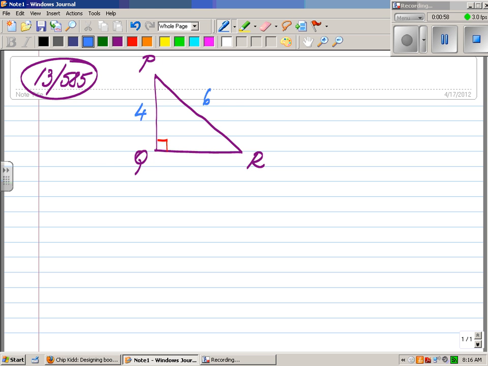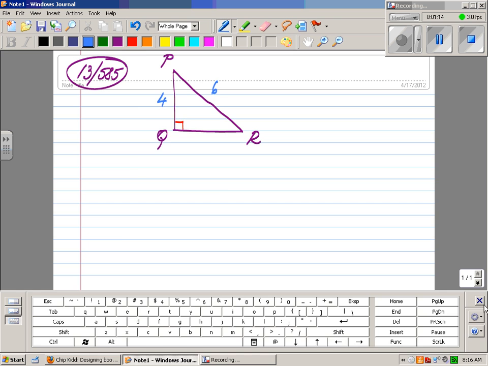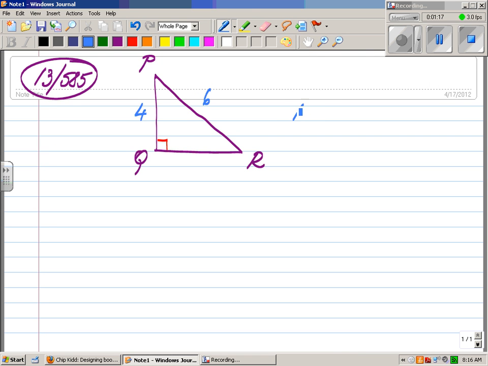How would you find QR? Would it be QR equals 4 squared plus 6 squared? No, it would be 6 squared. We're applying Pythagoras theorem, right, for this triangle. The missing QR is one of the legs, which means PQ squared plus QR squared equals your hypotenuse, which is PR squared. Because we have to find QR, you subtract PQ squared, which gets moved to the other side with a different sign.